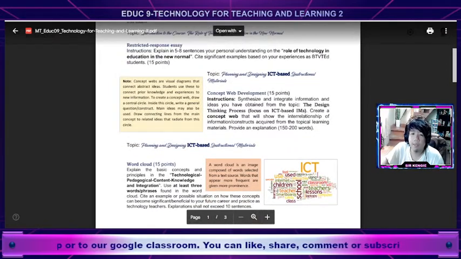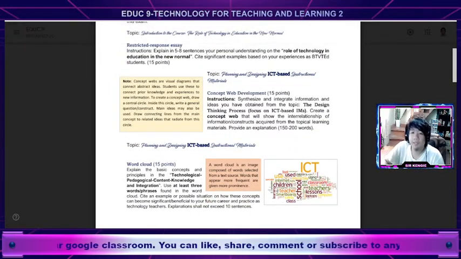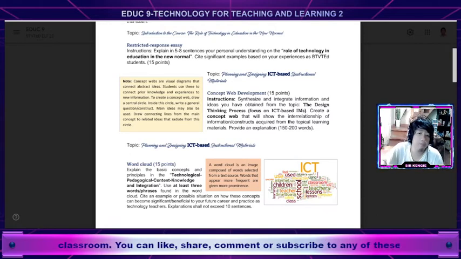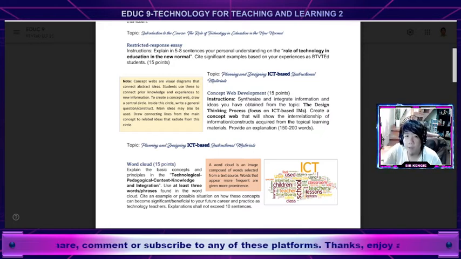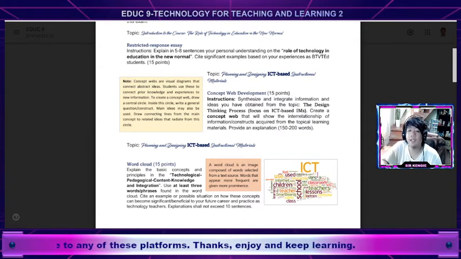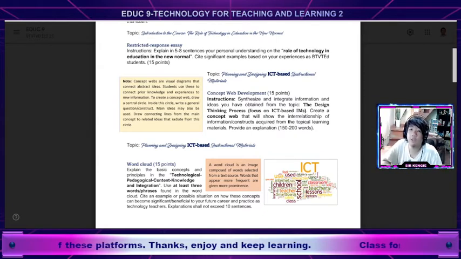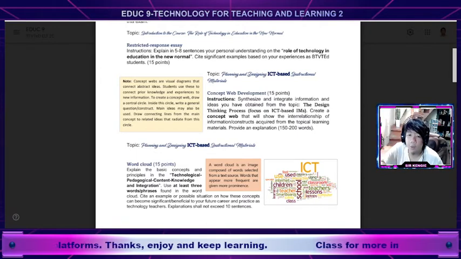So the topic is about planning and designing ICT-based instructional materials. In this problem, you're going to make a concept web development, or the web concepts, or concept webs. The instruction is to synthesize and integrate information and ideas you have obtained from the topic.